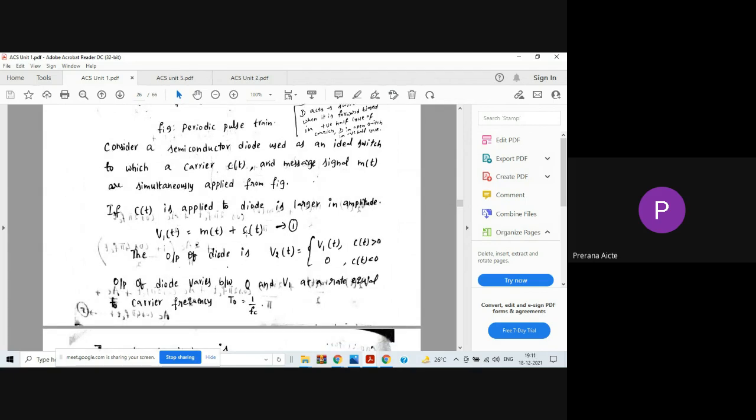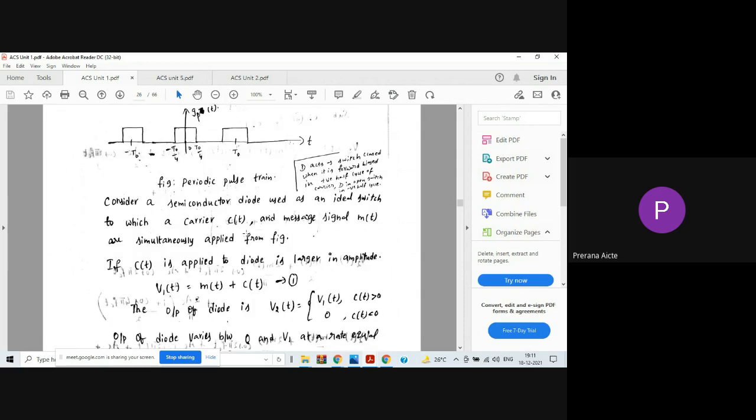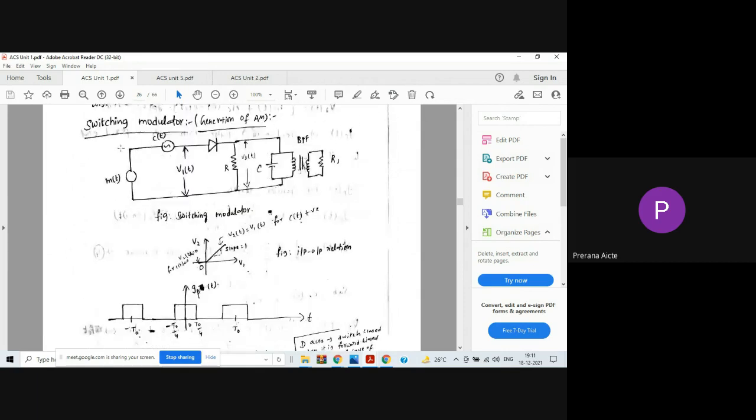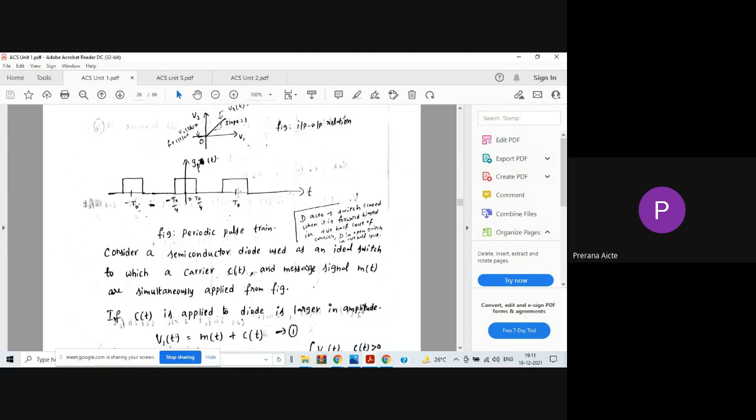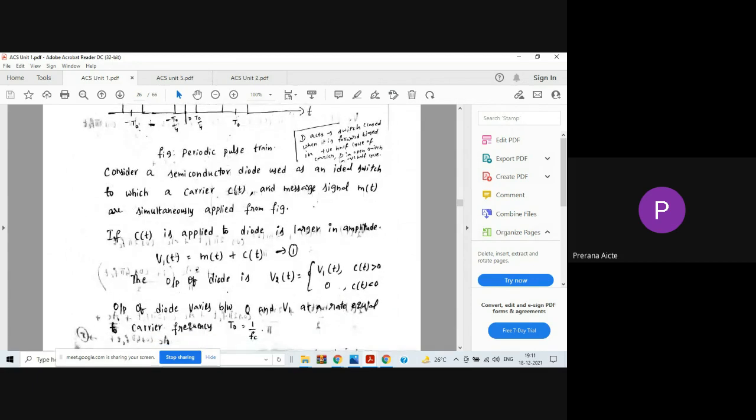Let's see what signal we are applying: a combination of message signal and carrier signal, m of t plus c of t. Message signal is a low frequency signal. Carrier signal is a high frequency signal. Okay, v1 of t equals m of t plus c of t. Then what is the output of the diode? We said, right, v2 of t equals v1 of t whenever the carrier signal is greater than 0.